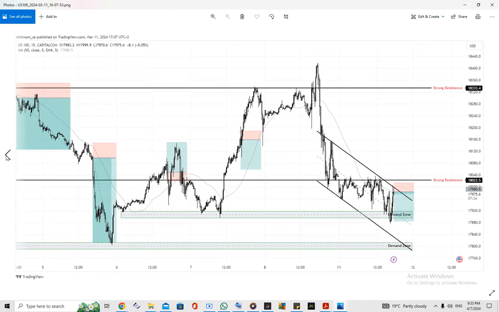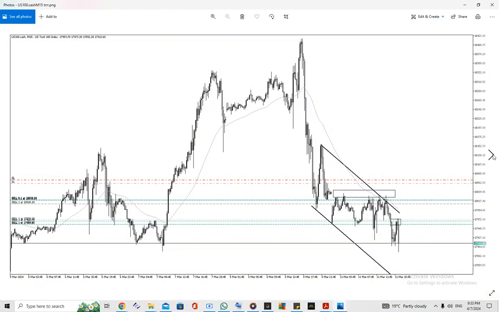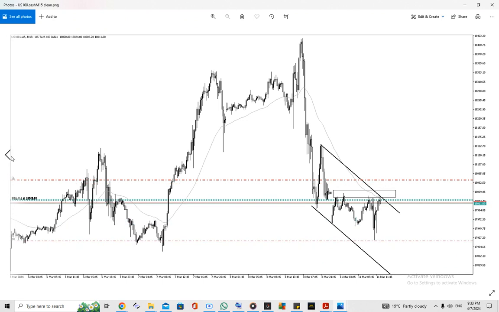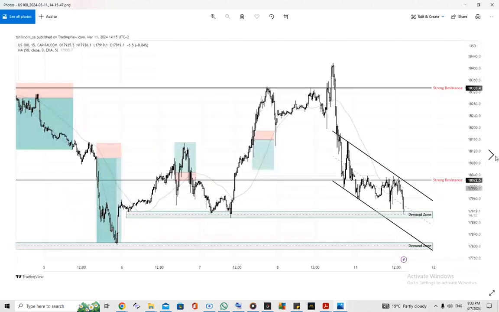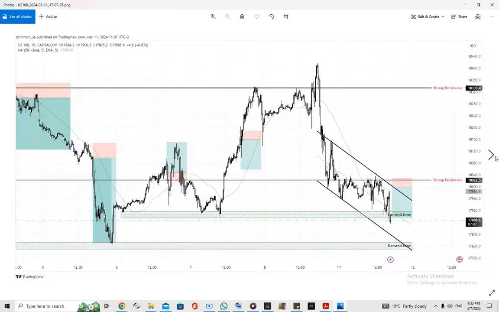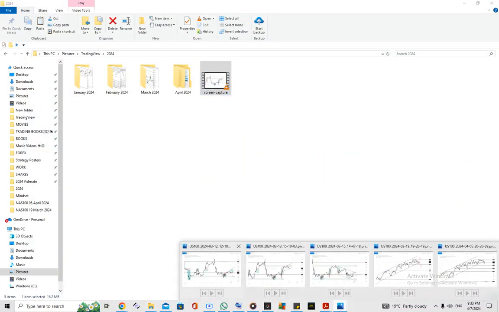Actually, what I did, let's go back to my MT4 screenshots. As you can see, I was in that sell. I entered at this level. I had those initial sells at that supply zone, and I had the second sells at this supply zone. So that's how I executed this trade on the 11th of March. Yeah, so we're going to go to the 12th.